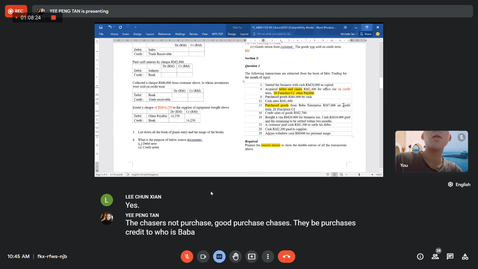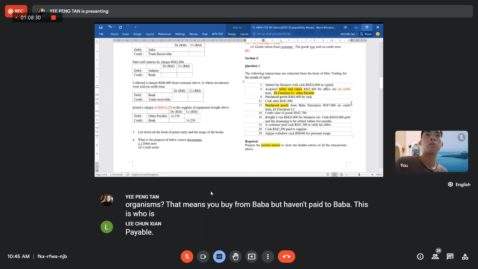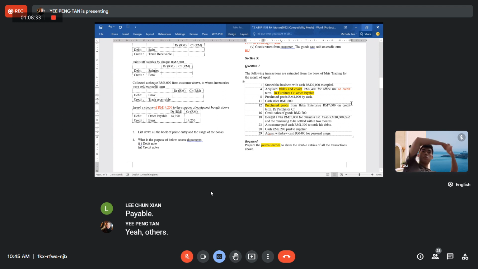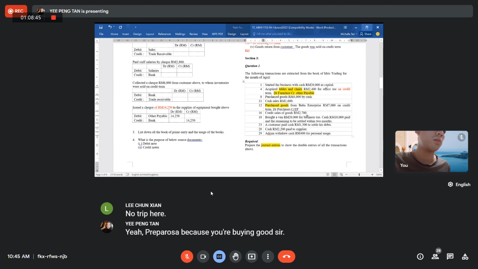Who is Baba Enterprise? On credit terms. On credit terms, that means you buy from Baba but haven't paid Baba. This is payable. Trade or other payables? Trade payables, because you're buying goods, buying stock. Okay, next.